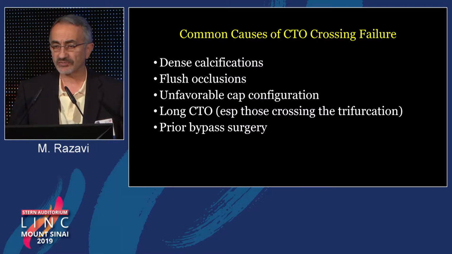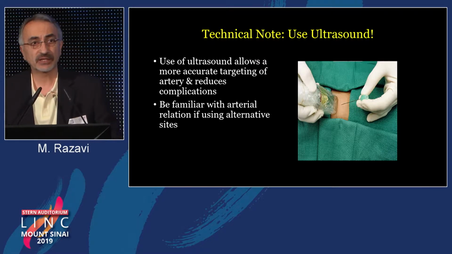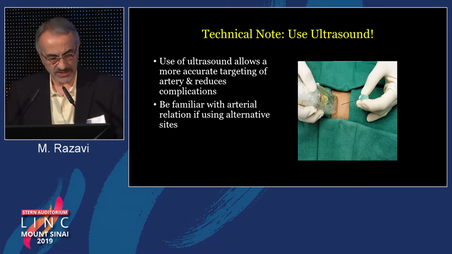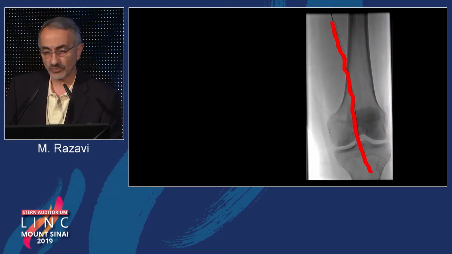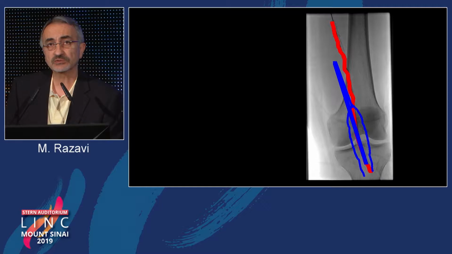Obviously, common causes of failure we all know. And we use ultrasound almost 100% of the time for these accesses. You don't necessarily need it in most, but we use it. And beware of the relationships. If you're coming down the adductor canal or the popliteal artery, remember the popliteal vein sometimes is superficial to that, and you don't want to go through that. Of course, be aware of the nerve in that area also.